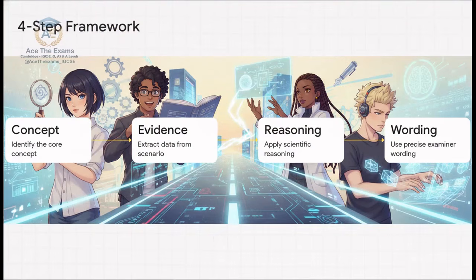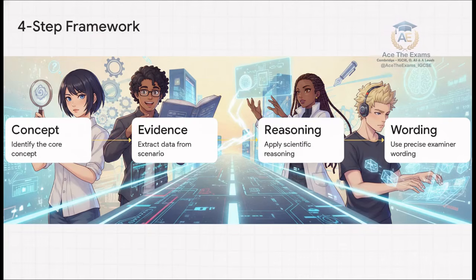Okay, to unlock those marks, you absolutely need this high-stakes four-step framework. It's how you decode and conquer literally any Cambridge exam question. Step 1, identify the core concept being tested. Step 2, extract the evidence or the data directly from the scenario they gave you. Step 3, apply your scientific reasoning. Ask yourself, how does this concept apply to this specific data? And finally, step 4, output your answer using precise examiner wording.